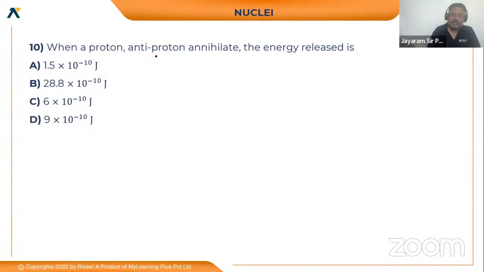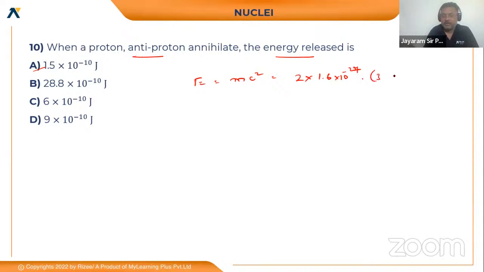Basically, when a proton and an anti-neutron annihilate, what is the energy released? That will be your first option. Energy released can be written as mc square. So mass is going to be of the two protons. Mass is the same, 1.6 into 10 to the power of minus 27, into c square. C square means 3 into 10 to the power of 8 whole square. On solving this one, you'll be getting it as 2.88 into 10 to the power of minus 10 joules.